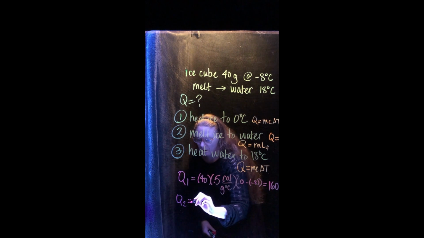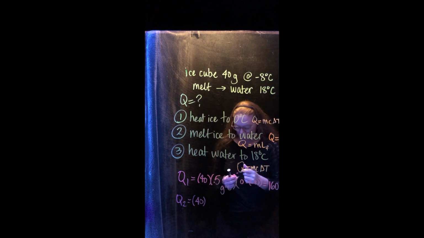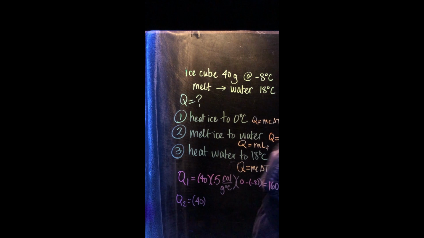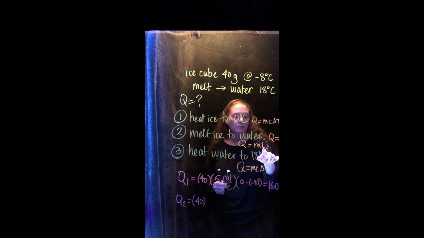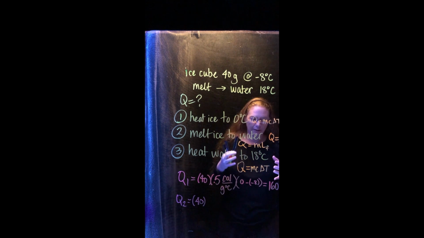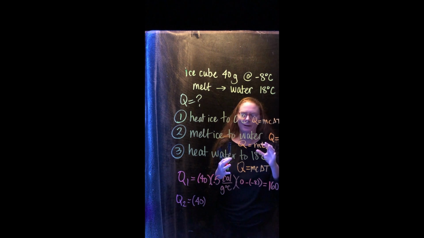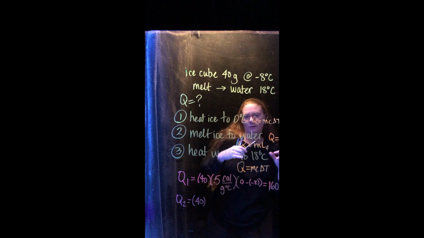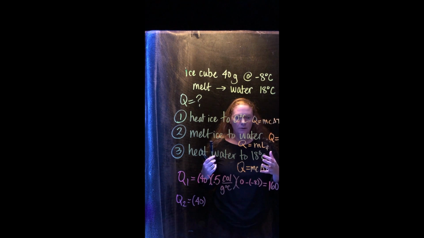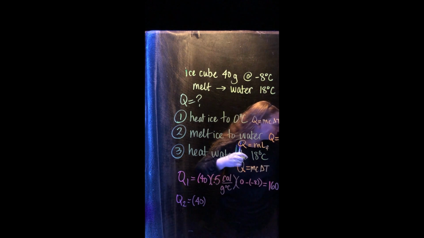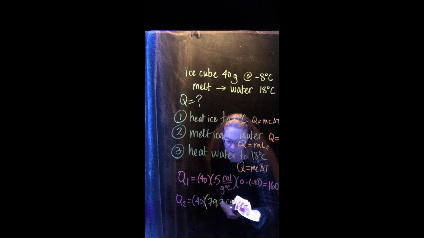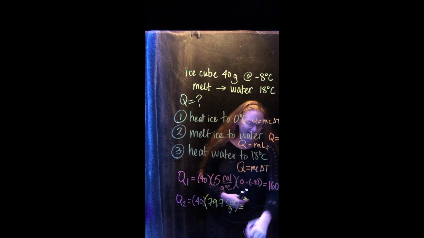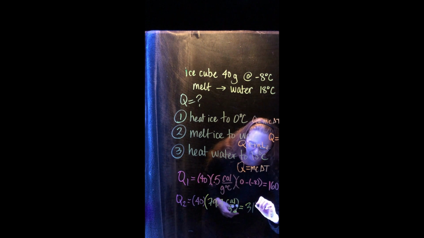Q2. The mass of the ice is 40 grams, and we need to look up the latent heat of fusion. That's the heat variable to get water to ice or ice to water. Well, in this case, it is 79.7. Gotta remember that, 79.7 calories per gram. So Q2 is 3188 calories.